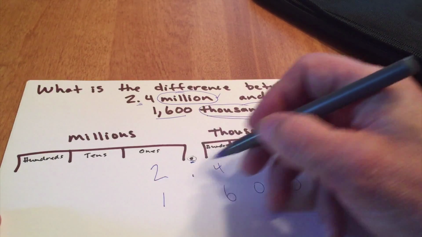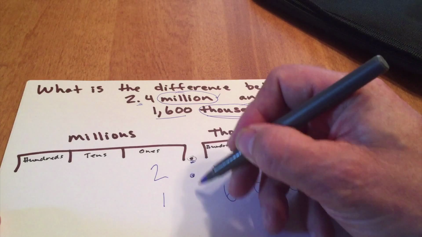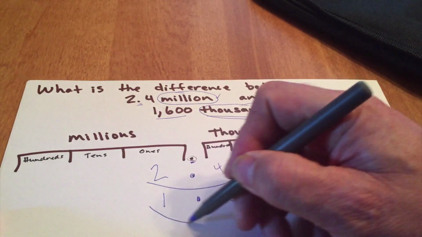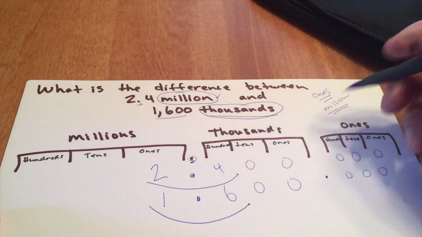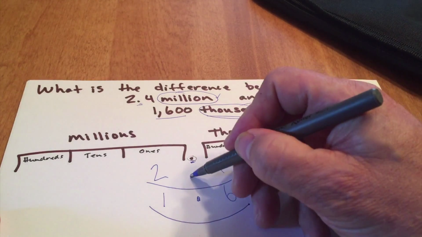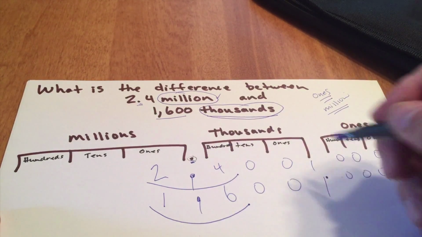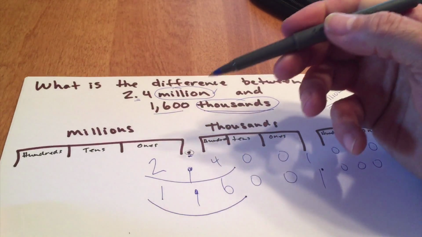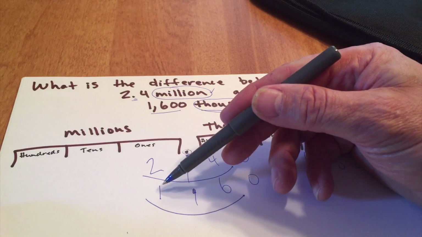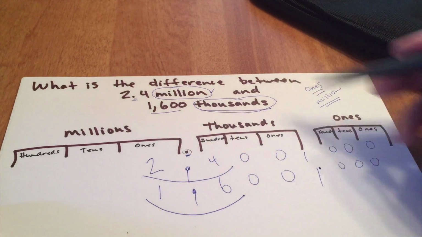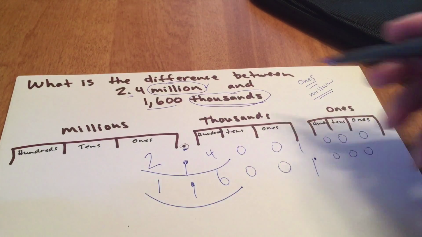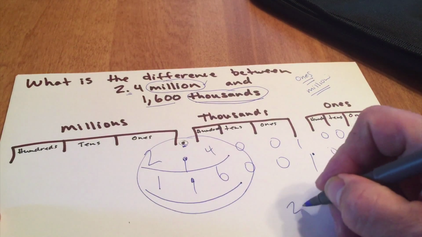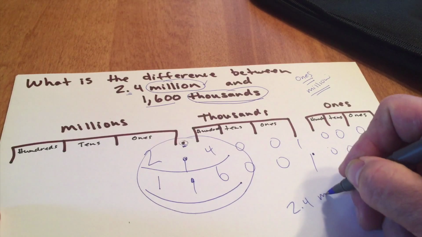If I want to do millions, I could compare this by using a decimal here and saying 2.4 million compared to 1.6 million. Or if I want to do ones, I would turn these into commas, and it would be 2,400,000, and I'm comparing that to 1,600,000. So what's the difference? This time, to make it easy, I'm going to work with the millions. So I'm going to say 2.4 million.